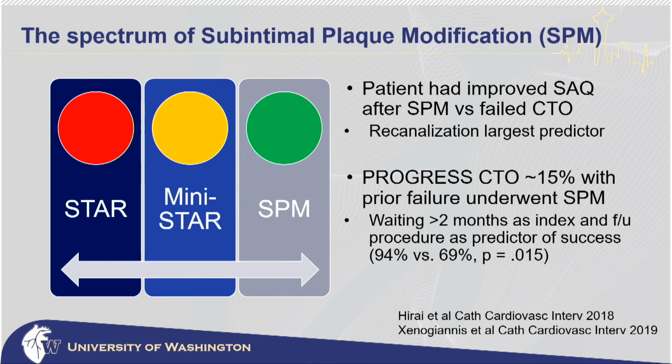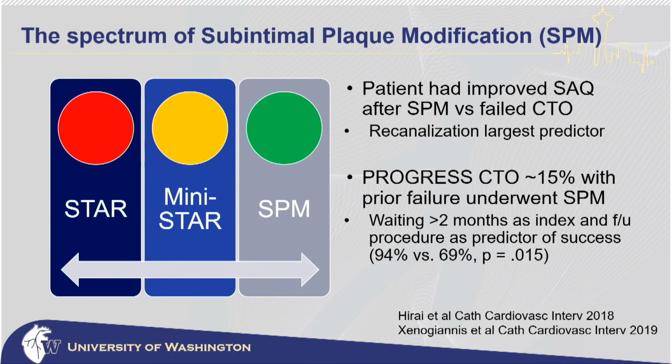And part of that is for reasons we don't understand. You can leave the coronary looking like hot garbage at the end of the case, but you come back for that in the completion procedure, and actually there can be flow in some of those because of the way flow facilitates the dissection plane healing. We also saw this in PROGRESS CTO, where about 15% of patients underwent subintimal plaque modification, and waiting a couple of months from the index to the completion procedure was the highest predictor of success when they looked at that.